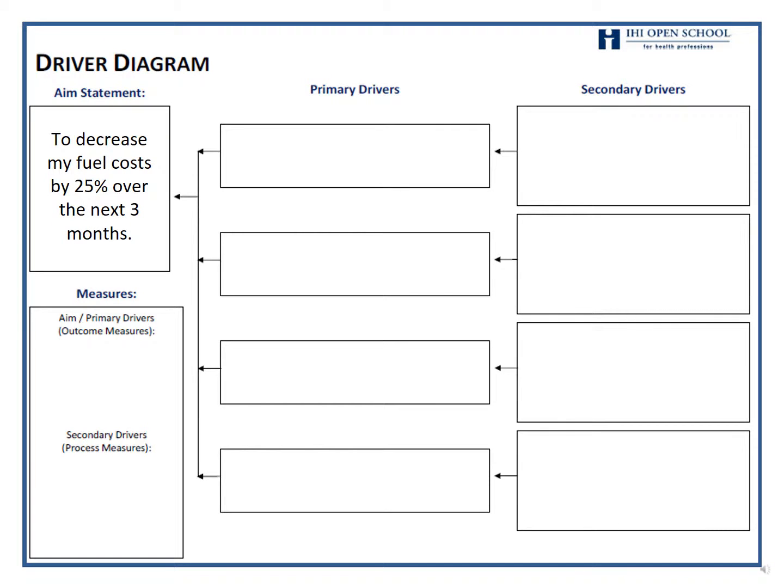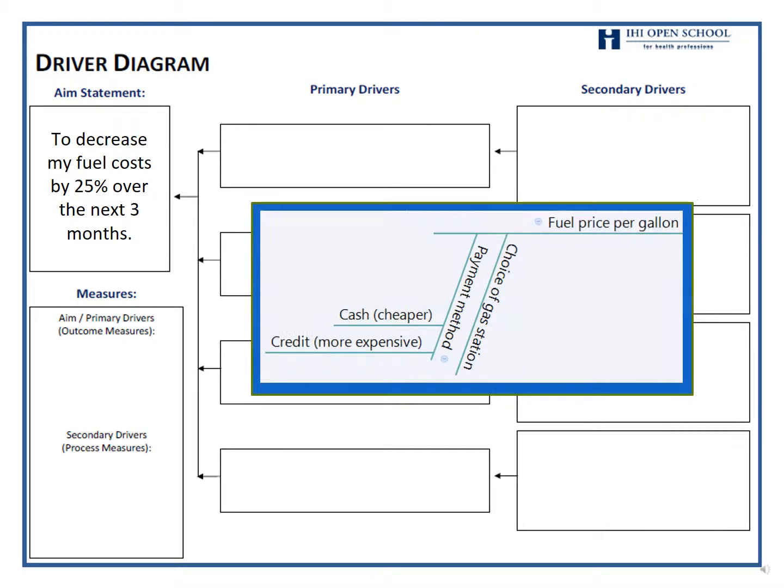Now let's use our fishbone diagram to fill in our driver diagram. We start with a primary driver, which is, again, a high-level factor that we need to influence. And those are often the main bones on our fishbone. So first we can look at, for instance, the fuel price per gallon that we're paying. That could be a primary driver. But then the secondary drivers are the finer bones, the more concrete things that we filled in, which can be acted upon. For instance, the secondary drivers under this primary driver would be the choice of gas station and then the payment method that I'm using.